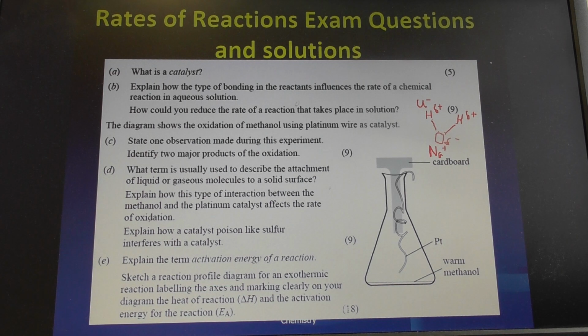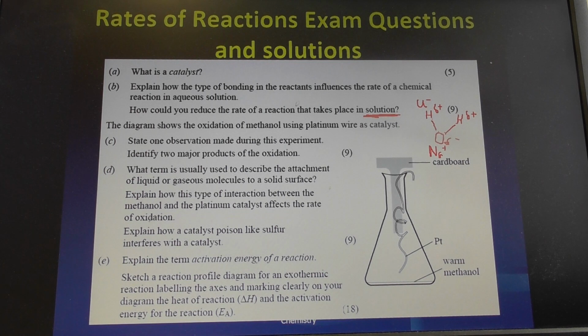How could you reduce the rate of a reaction that takes place in solution? There are a couple of very straightforward things. Think about the collision theory. If you reduce the temperature of the solution, that will slow down the reaction. Reducing the temperature means fewer collisions, and indeed fewer collisions with sufficient energy to give rise to the products. The activation energy there, I'm referring to, of course.